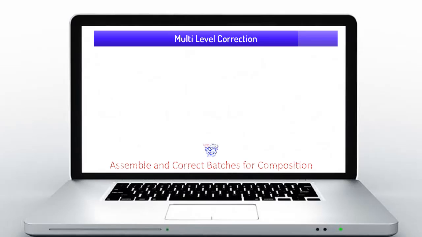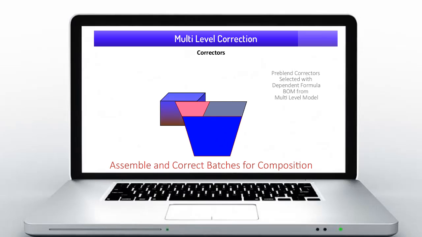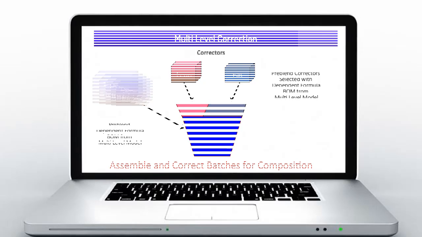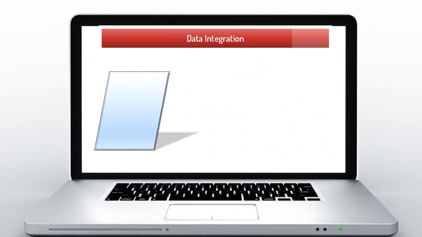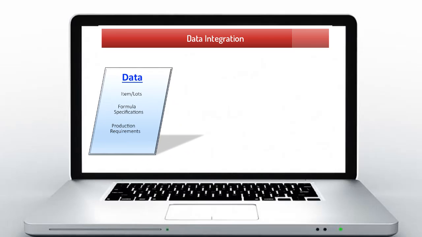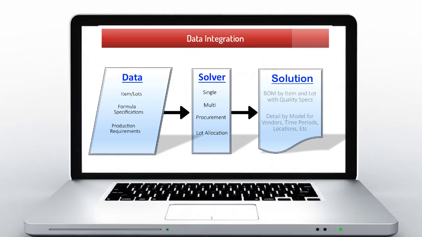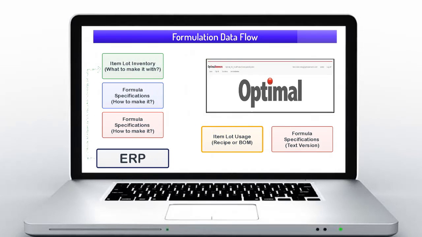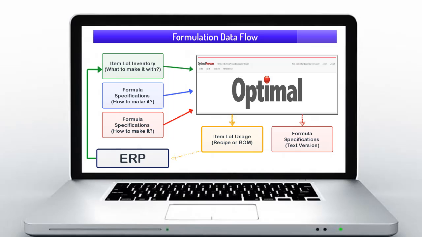Optimal Formulation can also formulate a multi-level sub-formula formulation. In this example, the pre-blend is for a fat and lean formulation system and is optimally formulated. As well, in the blend correction step, the optimized quantities to correct errors are calculated. Optimal Formulation enables data exchange with other data sources for information used in performing optimizations. As well, solutions can be exported to other systems. Optimal Formulation can be tightly integrated with ERP systems to facilitate data exchange.